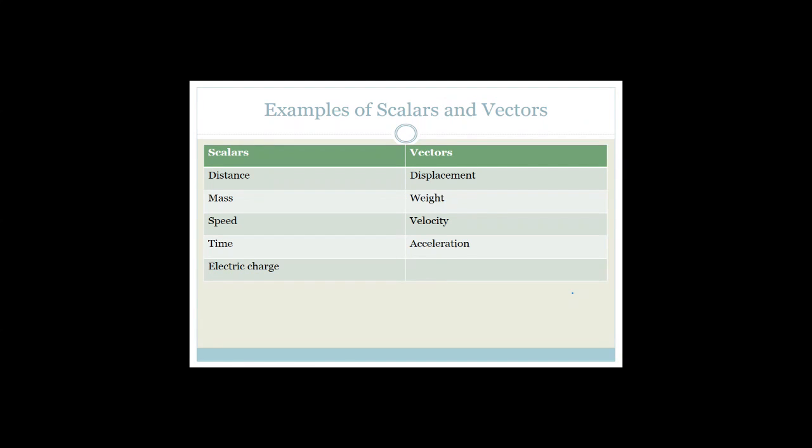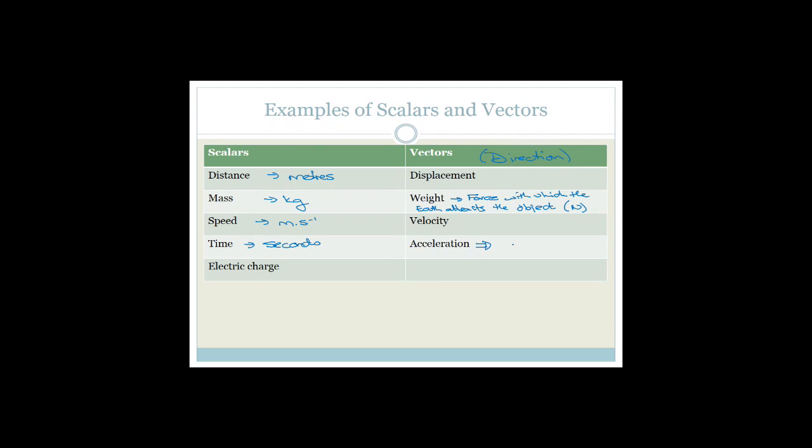For that reason, I have tabulated it. Distance we've spoken about already. Distance and displacement are both measured in SI units, and your SI unit is meters. The difference again is that displacement has direction. Mass is measured in kilograms, whereas weight is the force with which the Earth, or whatever planet, attracts the object, and that is measured in newtons. Speed and velocity have the same SI units of meters per second, but velocity needs a direction. Time is in seconds, and remember, that's a scalar because as of yet, we cannot go back in time.